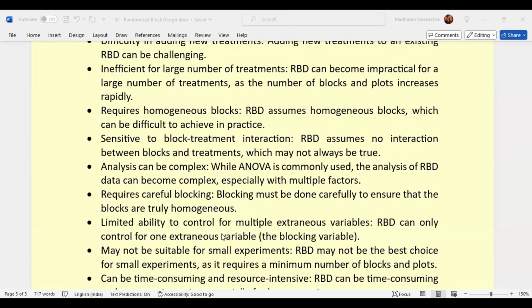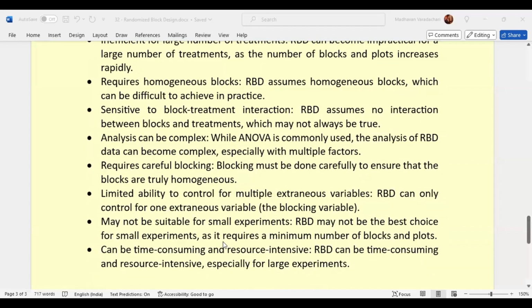Limited ability to control for multiple extraneous variables. RBD can only control for one extraneous variable, that is the blocking variable. It may not be suitable for small experiments. RBD may not be the best choice for small experiments as it requires a number of blocks and plots. It can be time consuming and resource intensive. RBD can be time consuming and resource intensive, especially for large experiments.